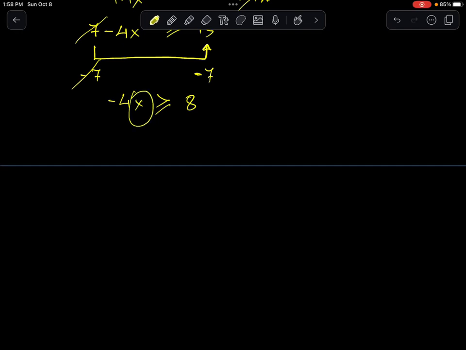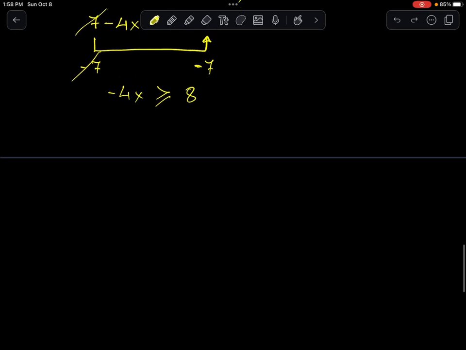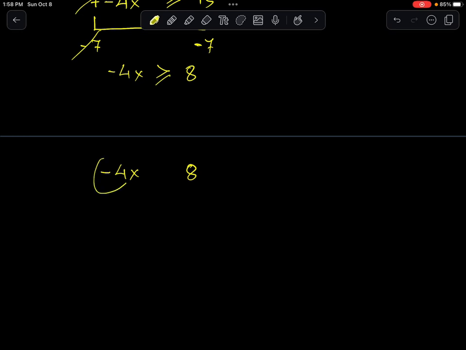Now we need to isolate the x. Therefore, how do I do that? The -4 needs to go. So let's rewrite this here. -4x and 8. How do I make the -4 go? No matter if it's an inequality or an equality, I do the same. I divide by -4. I divide by whatever is in front of x. That's the coefficient of the unknown x. Okay, I divide by -4. No matter if it's an inequality or an equality, I divide by -4 the other side as well.